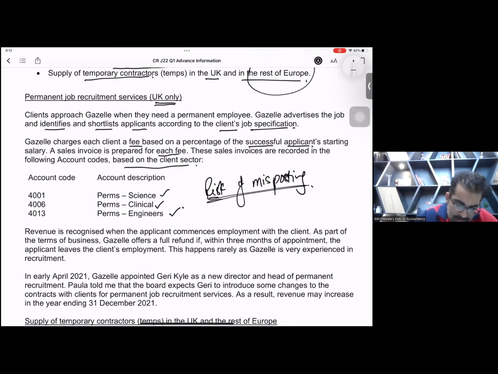Now, revenue is recognized when the applicant commences employment with the client. Now wait, you know the basic rule. There are 5 stages in IFRS 15, and stage 5 is book revenue.